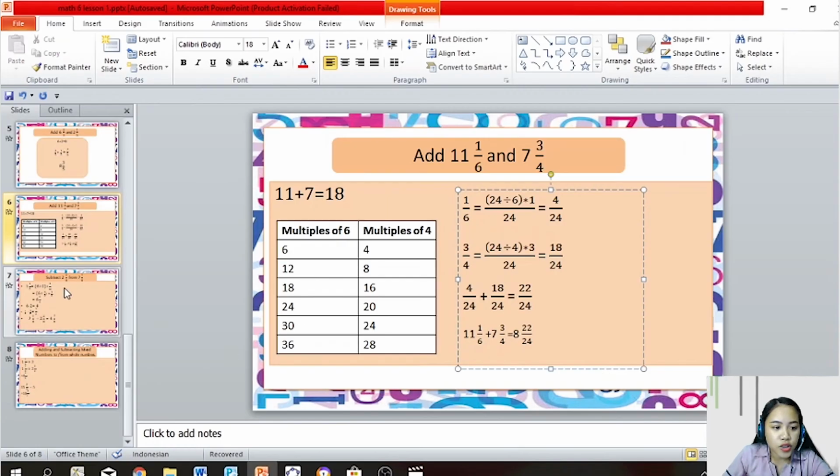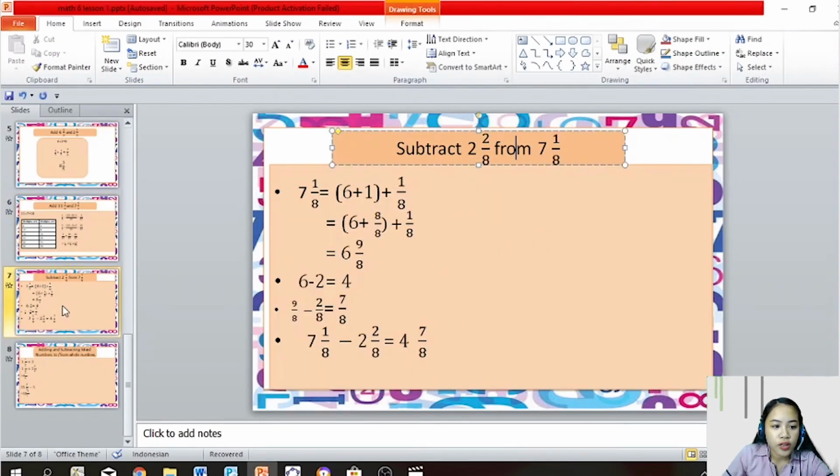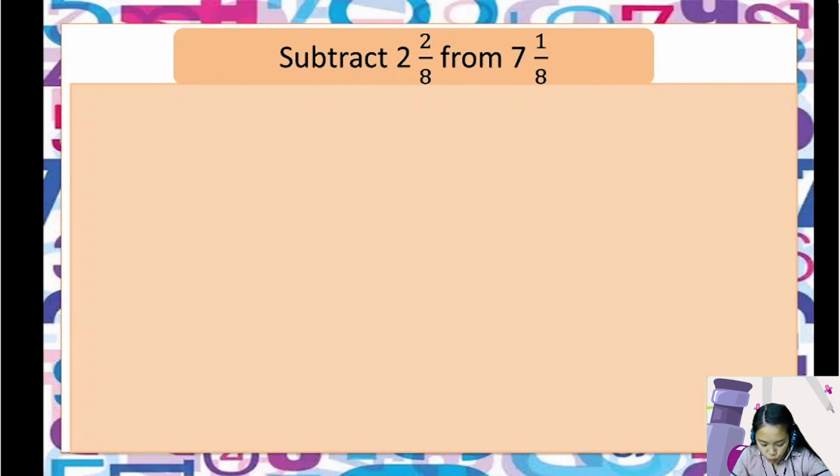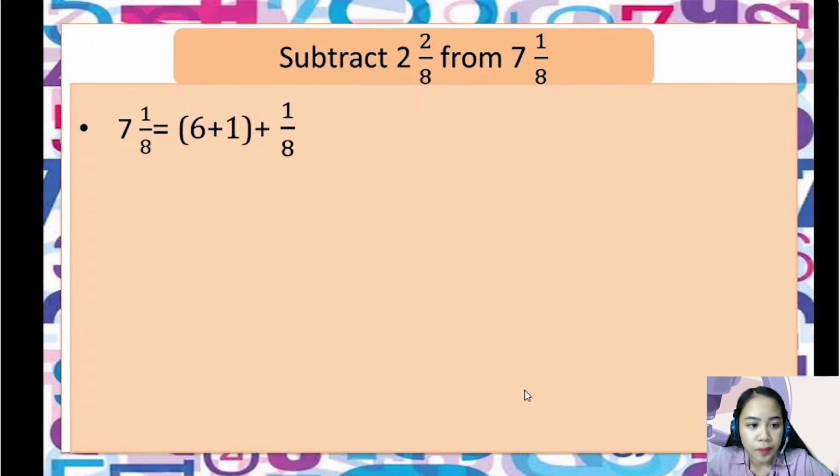Okay. Next one, we have here: Subtract 2 and 2/8 from 7 and 1/8. So first, observe that we cannot subtract 2/8 from 1/8 kasi nga, mas malaki yung 2/8 kaysa sa 1/8, kahit na mas malaki yung 7 1/8 kung titignan. Hindi natin pwedeng i-minus yung 2/8 sa 1/8 kasi mas malaki yung fraction nito kaysa dito.